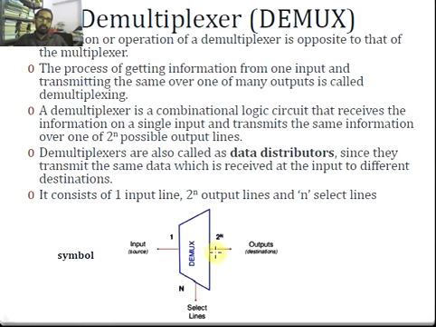For example, if you want to have 2 raised to n outputs, as we saw in the case of the multiplexer, 2 raised to n inputs, here we get 2 raised to n outputs. In order to have this many outputs, we need n select lines, just similar to what we discussed in the case of the multiplexer.